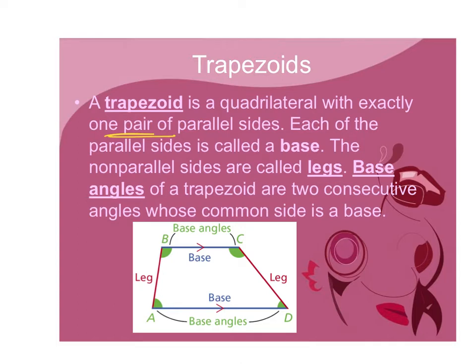Base angles of a trapezoid are 2 consecutive angles whose common side is a base. So we could have 2 sets of base angles. Even though it's not sitting on the bottom, I've got base angles here and also down here. So the bases are the parallel sides, and the non-parallel sides will be the legs.